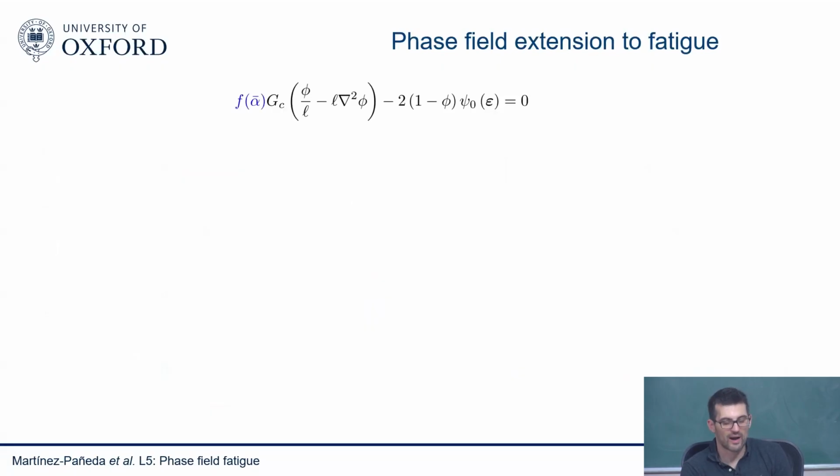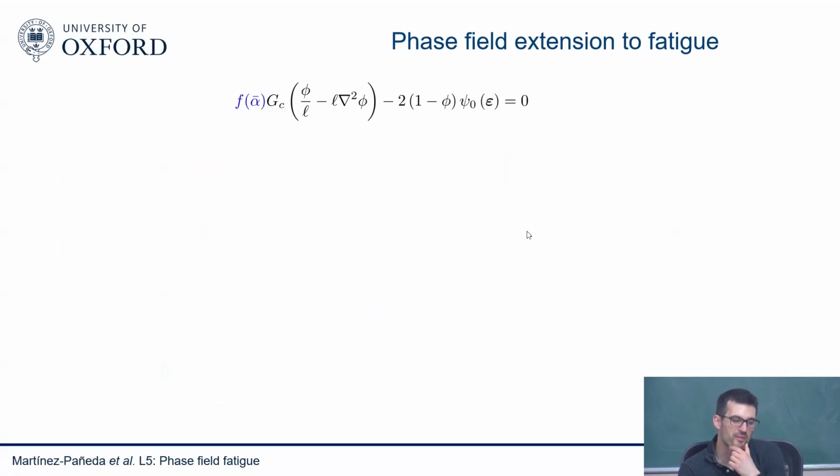So basically you add a fatigue degradation function that reduces your fracture toughness. And again, there's been other groups following other approaches. This is the one proposed by the group of Laura De Laurentiis. So this is a paper by Pietro Carrara and co-workers in 2020.